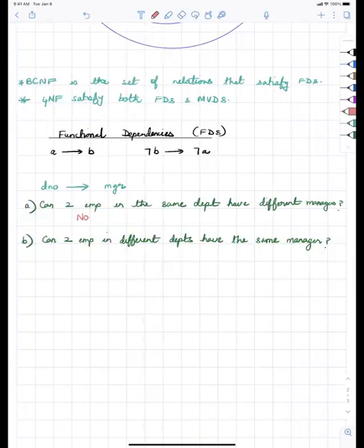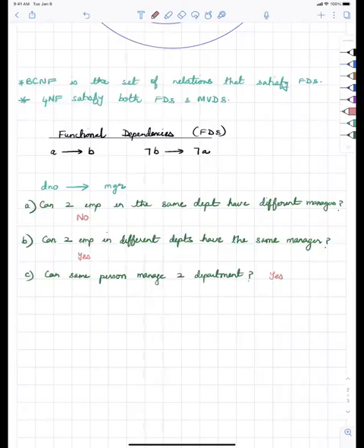Yes. So yes, because that's what functional dependencies mean. This is similar to the same question: can the same person manage two departments? That's the same thing, and the answer to that is yes, similar to the previous question.